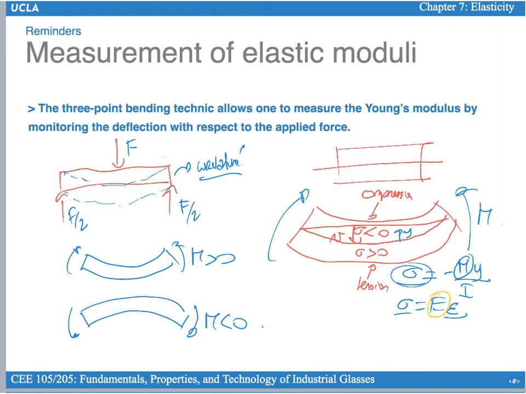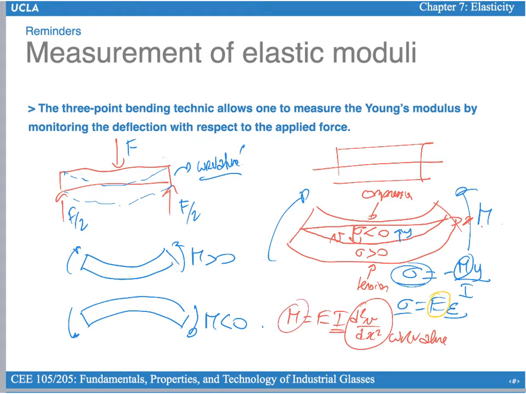And then the relationship that we saw in 101 and 108 is that the moment that is applied to the beam is equal to the product of the Young's modulus times the moment of inertia times the second derivative of the deflection with respect to x, where x is the longitudinal axis, which means that this is the curvature of the piece of glass.